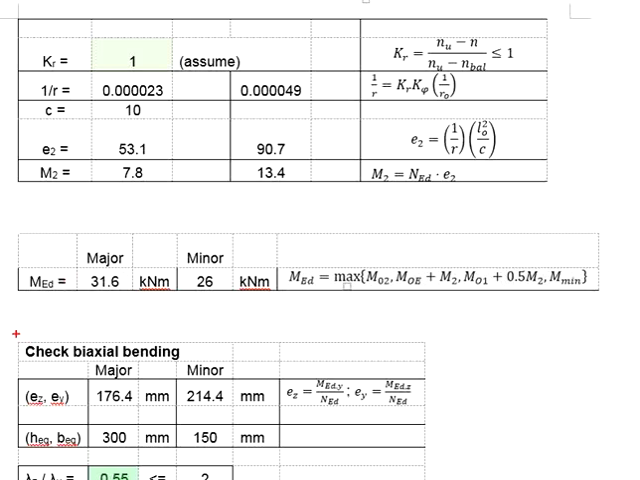Now if the biaxial bending check outcome shows that you cannot ignore the effect of the biaxial bending, then either the major or the minor MEd will have to be revised. The new MEd shall be used to design for the reinforcement. We're going to discuss this in our following videos.